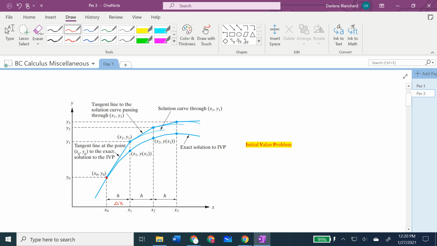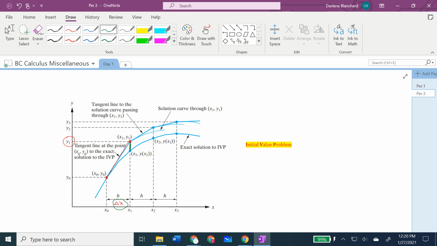If you go for that horizontal distance following that slope, it will land you at a y sub 1 value. Now that y sub 1 value already has an error from the actual y value. If you had taken a shorter step size, you would have a more accurate answer.